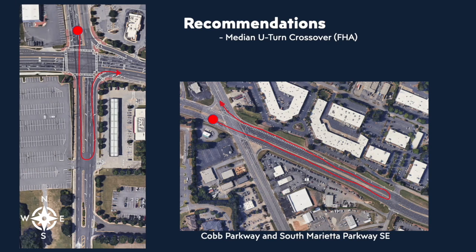Because our intersection already has dedicated lanes for each movement, one of the recommendations to improve capacity would be to incorporate a median U-turn crossover. The Federal Highway Administration recommends this because it removes more conflicts that would be caused from that left turn and also completely pulls out that movement, so it reduces the cycle length of the intersection.